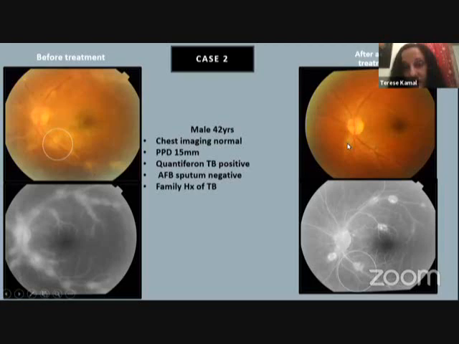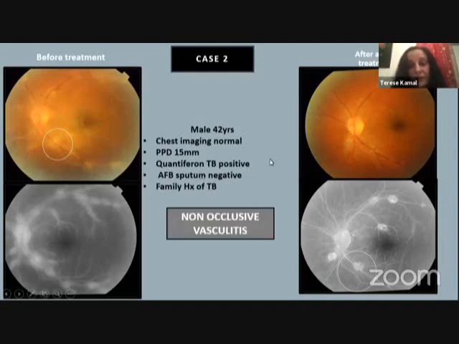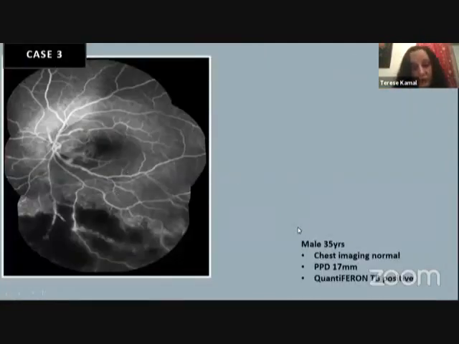We can see that these lesions developed into partially pigmented atrophic scars along the vessels. This is a form of non-occlusive vasculitis that we may occasionally see in TB. The point is, this patient also has a normal CT chest with positive quantiferon and TB. Because of the very similar lesions, this patient has occlusive vasculitis and these very similar lesions that show staining along the vein in fluorescein.